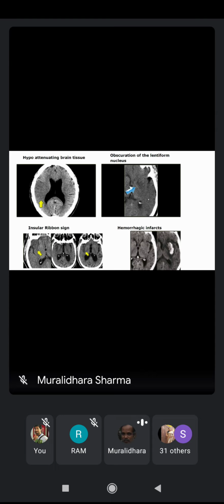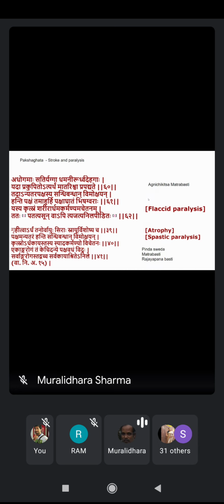So another important part of the management would be, you will have to assess the area which is involved, and the extent of the damage which is involved. Now, once this is done, then the treatment protocol.